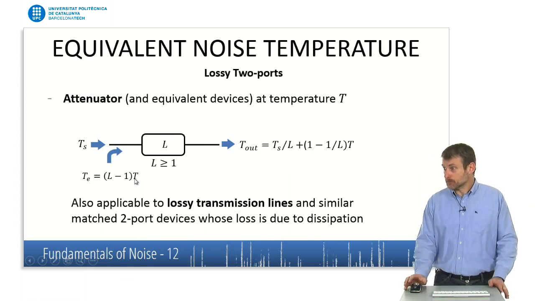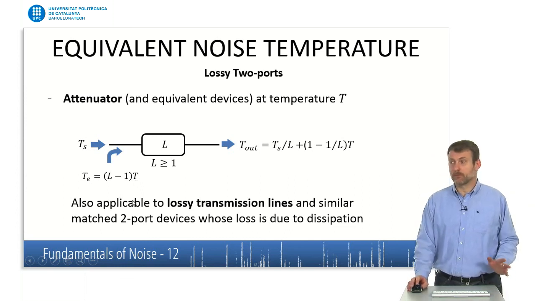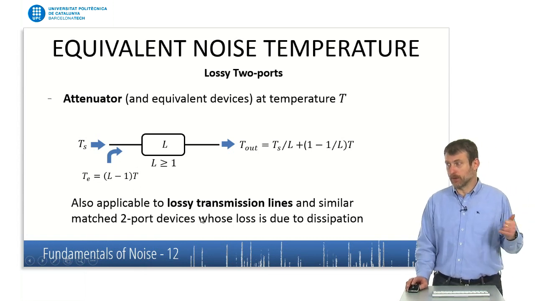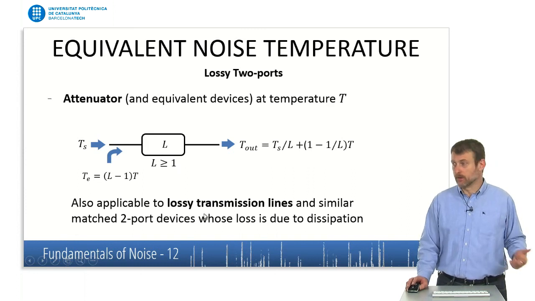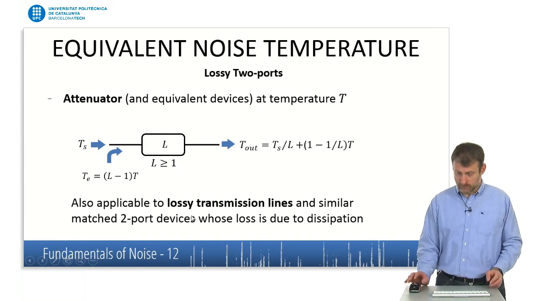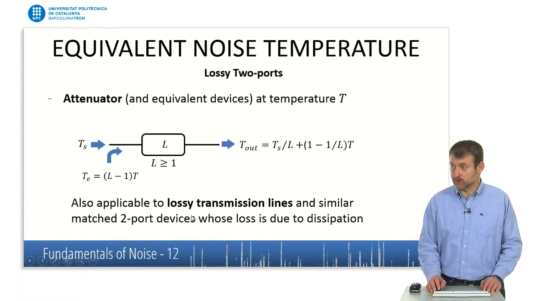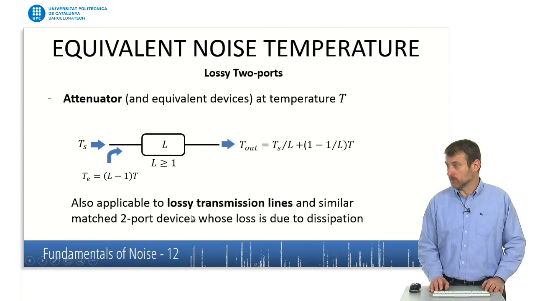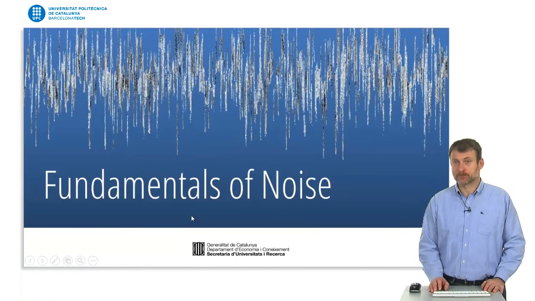Now, this is applicable to any type of matched device whose loss is due to dissipation, right? For example, a transmission line, a waveguide, or an attenuator, right? The conditions are that it has to be matched and that the loss has to be due to dissipation. And this finishes this section of the lecture on fundamentals of noise.